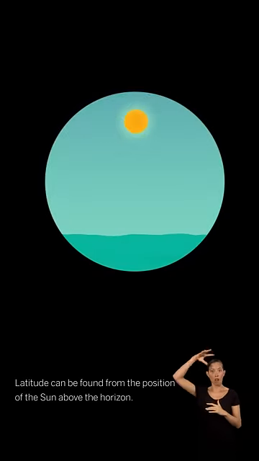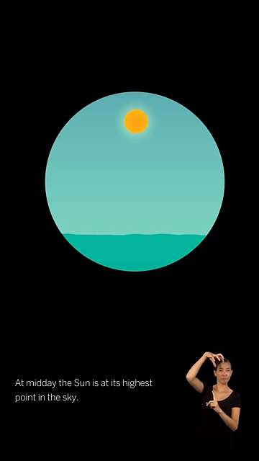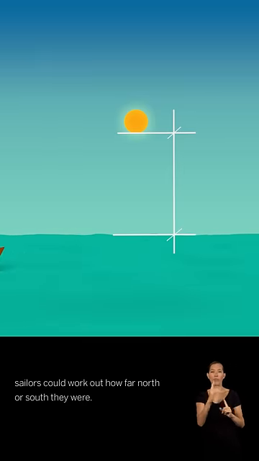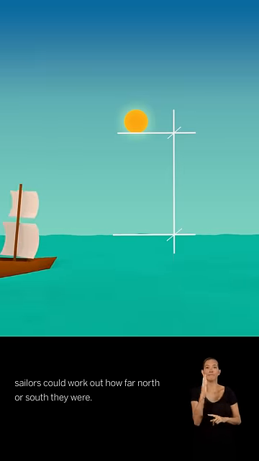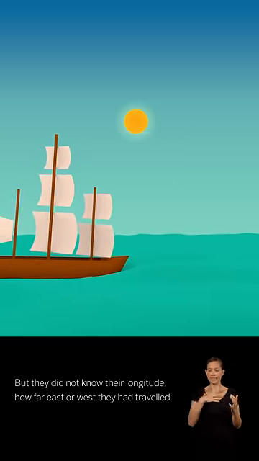Latitude can be found from the position of the sun above the horizon. At midday, the sun is at its highest point in the sky. By measuring the sun's height above the horizon at midday, or the height of a star at night, sailors could work out how far north or south they were. But they did not know their longitude, how far east or west they had travelled.